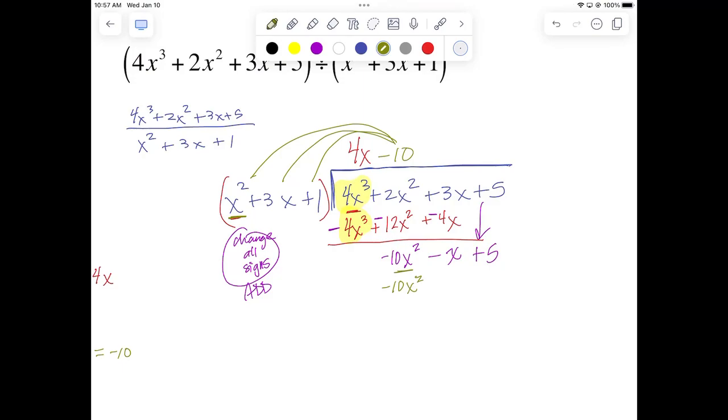All right, negative 10 times 3x is negative 30x. And then negative 10 times 1 is negative 10. Okay, perfect. So we distribute it all the way. I draw the line, and then what do I do next? Change all the signs. So we got a plus, and a plus.